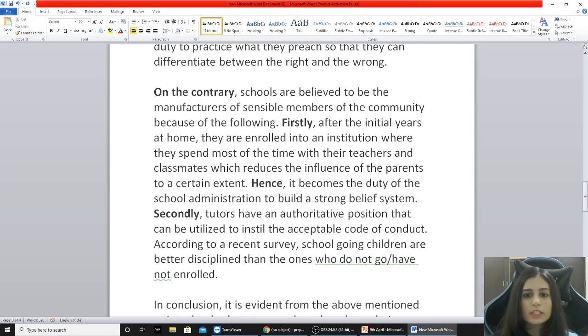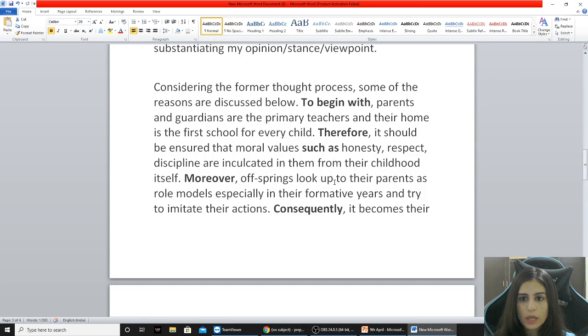So firstly, after the initial years at home, they are enrolled into an institution where they spend most of the time with their teachers and classmates, which reduces the influence of parents to a certain extent. So what we're trying to say is, जब तक बच्चा स्कूल नहीं जा रहा, till the time the child is not going to the school, the influence of the parents is higher. Therefore, the focus or the responsibility should lie on the parents. But as soon as the child is enrolled into a school, then the responsibility shifts to the teachers and it reduces for the parents. Okay, hence is similar to therefore, consequently, as mentioned above.